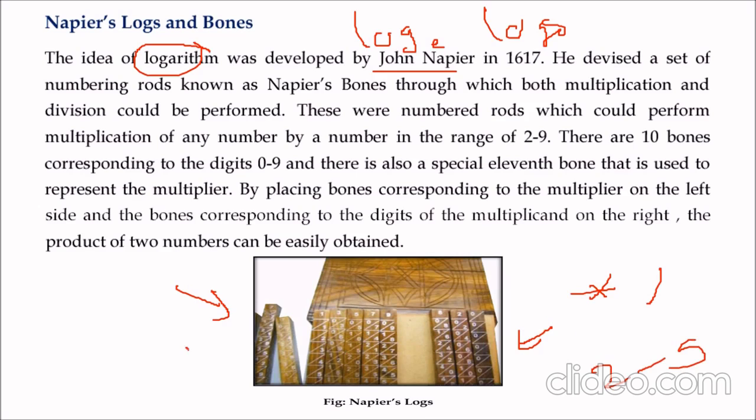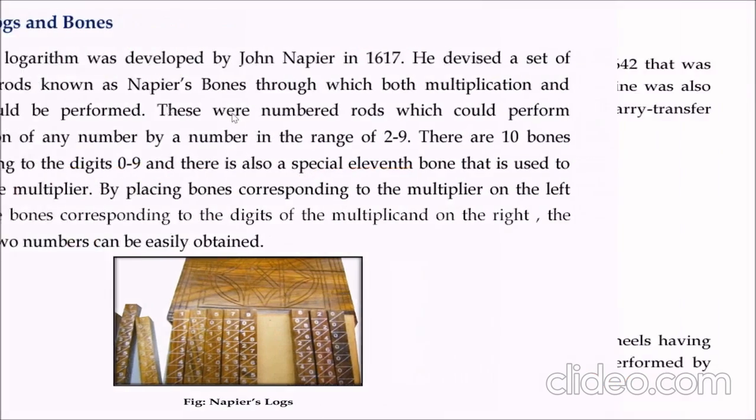So there are 10 bones corresponding to 0 to 9, and there is also a special 11th bone, which is the multiplier. By placing bones corresponding to the multiplier on the left side, and the bones corresponding to the digits of the multiplicand on the right, the product of two numbers can be easily obtained.